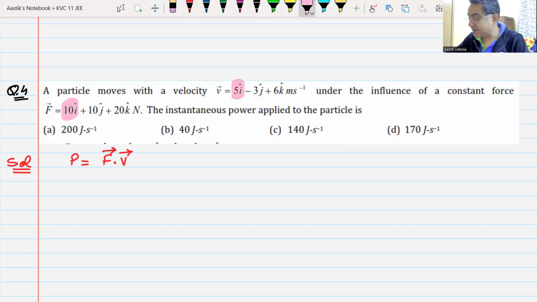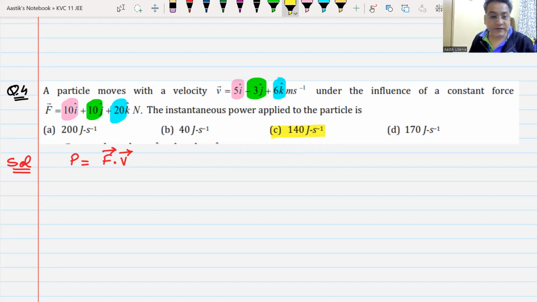10 gets multiplied by 5, 50. 10 gets multiplied by minus 3, minus 30. So that becomes 20. 20 gets multiplied by 6, 120. 120 plus 20 becomes 140. And that is your final answer that you get. You can see it is quite simple. Just have to remember the formulae and apply them.